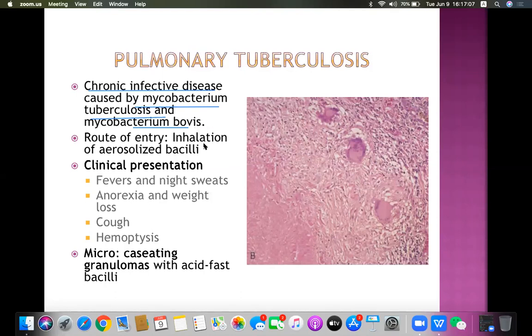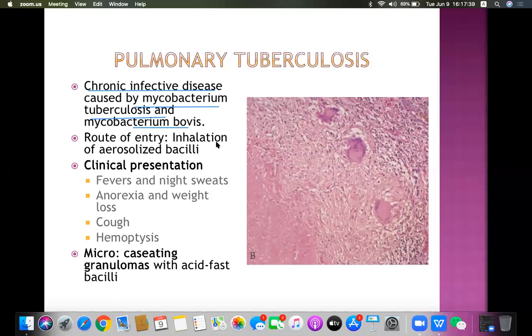Now, another question: how do tubercle bacilli, or Mycobacterium tuberculosis, enter into the lung? This is because of cough and aerosolized bacilli. Let me explain and make it easy for you. For example, there is a patient with pulmonary TB who is coughing without using any mask. The person is coughing happily, and there are lots of people surrounding that patient.